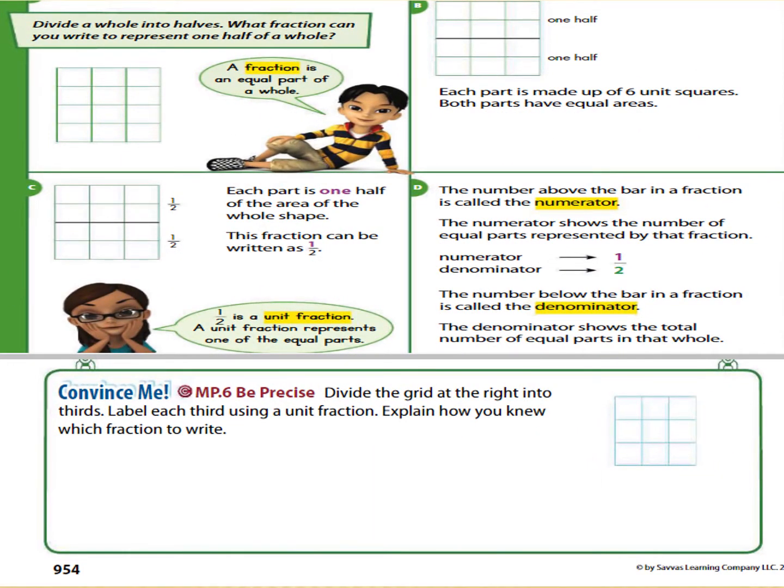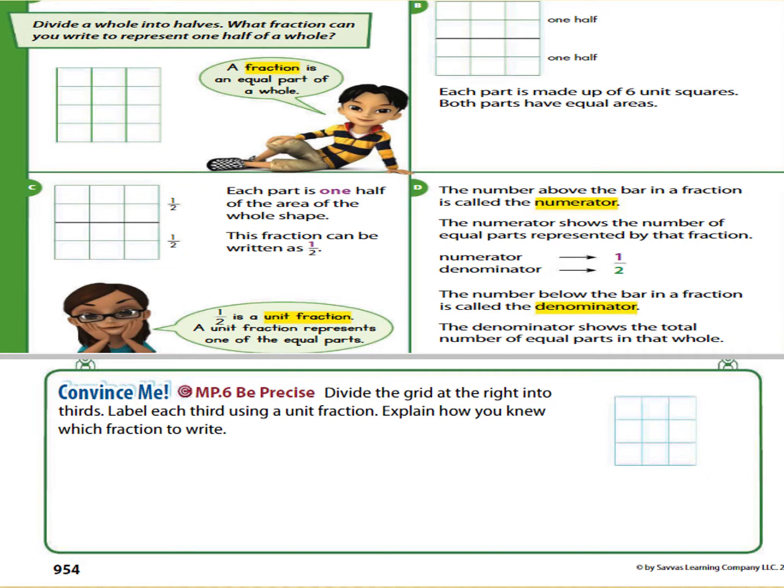Now open page 954 and follow me. My heroes, look at your book. Divide a whole into halves. What fraction can you write to represent 1/2 of a whole? First, we have to know the meaning of the fraction. A fraction is an equal part of a whole.